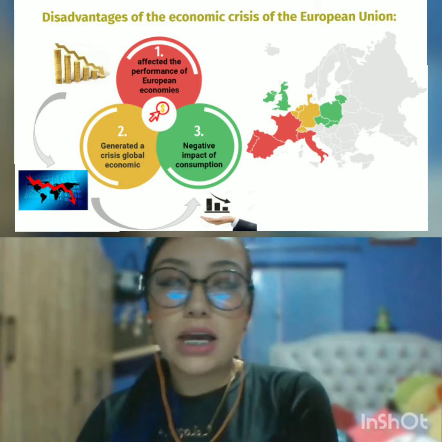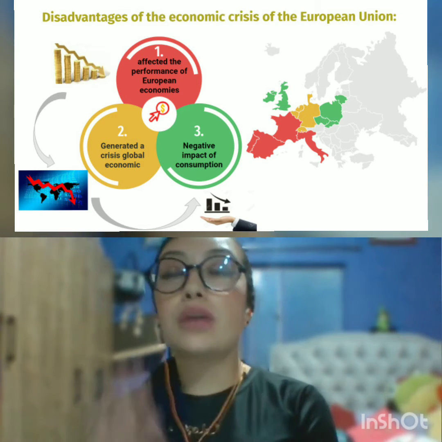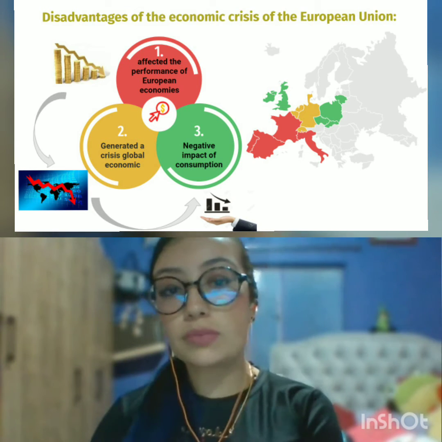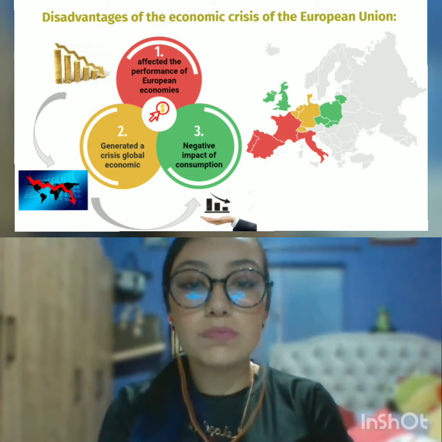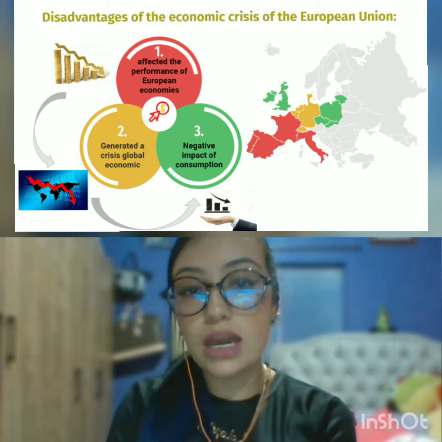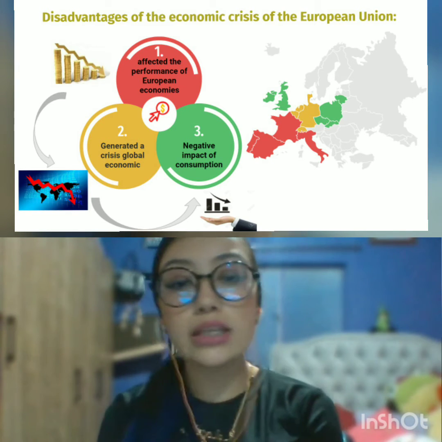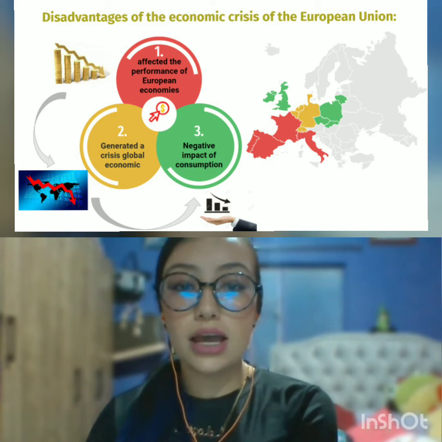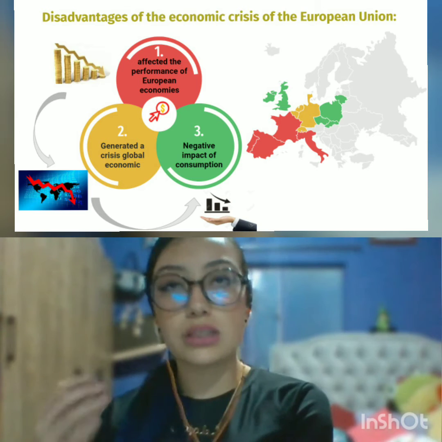Okay, the fifth part is the problems of the economic crisis of the European Union. The first part talks about the effect on the performance of the European economy. Among the reasons is that the recession in the Union was accompanied by a drop in consumption and private investment that affected business expectations in Europe.